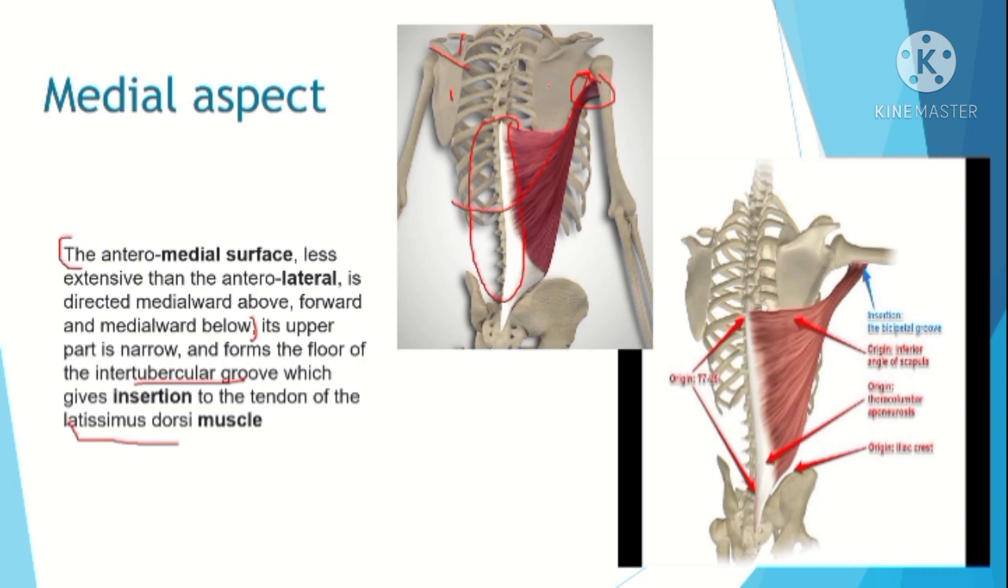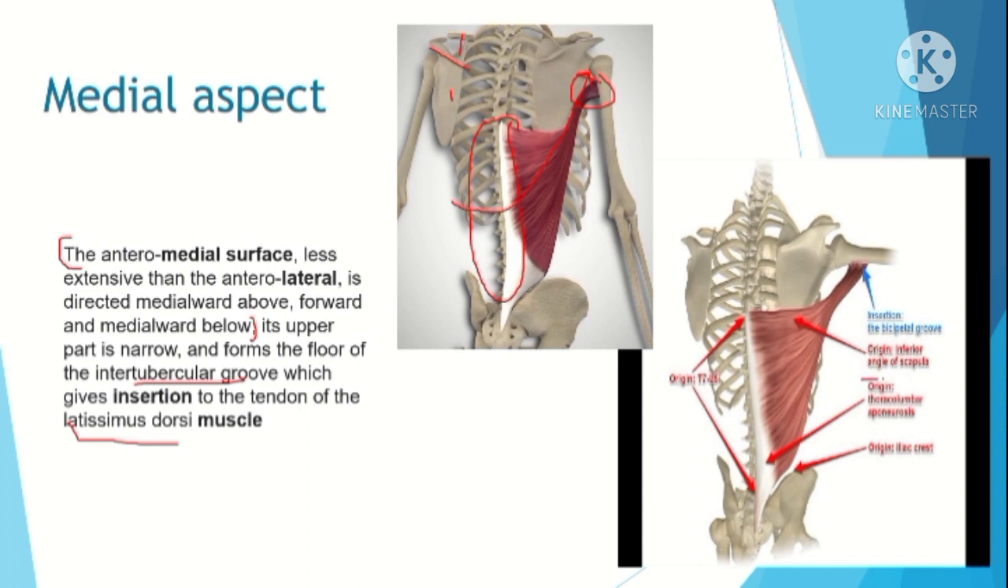Don't make it complex. As I said, the upper part is narrow, the lower part is broad. It occupies the majority portion of the posterior region. Then it is inserted to the floor of the bicipital groove, which gives insertion to the tendon. Tendon means the muscle attachment to the bone. Which bone? The humerus bone, for the latissimus dorsi muscle. I hope you are clear with this.